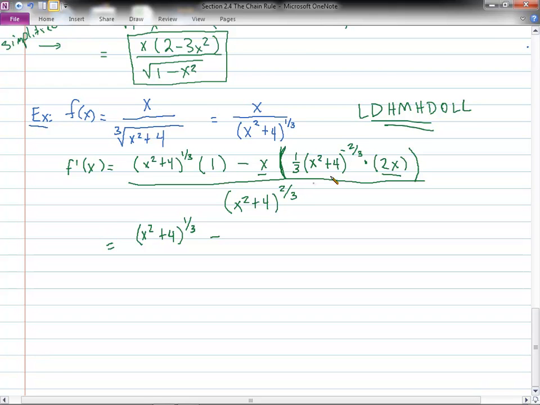I'm going to take that x times the 2x and times the 1/3, so that gives me 2/3 times x squared, and then that remaining factor is x squared plus 4, all raised to the negative 2/3 power. We still have in the denominator the same term, x squared plus 4 raised to the 2/3 power.